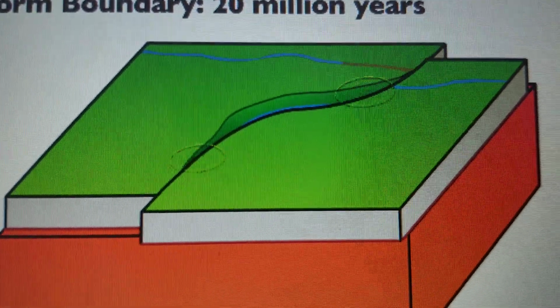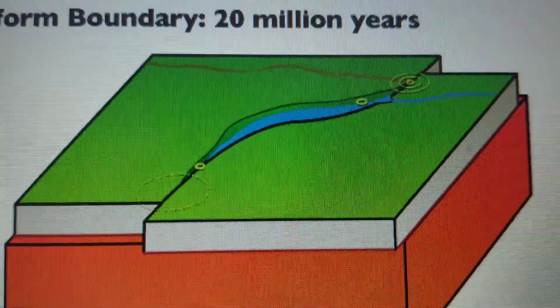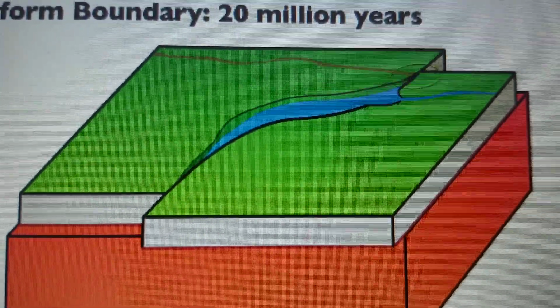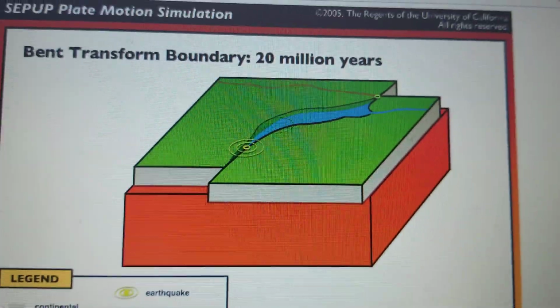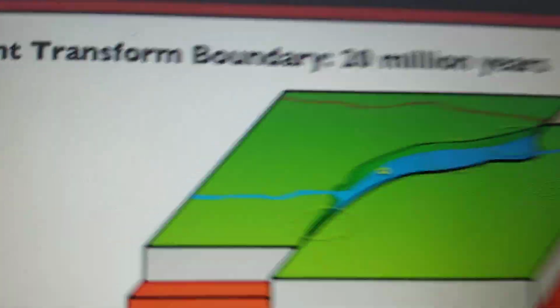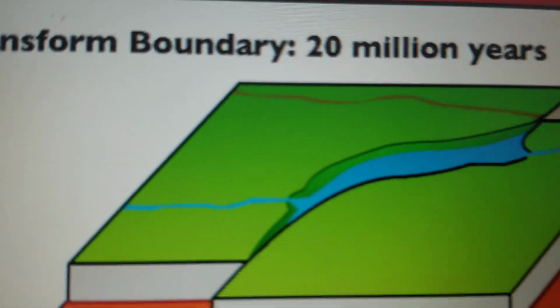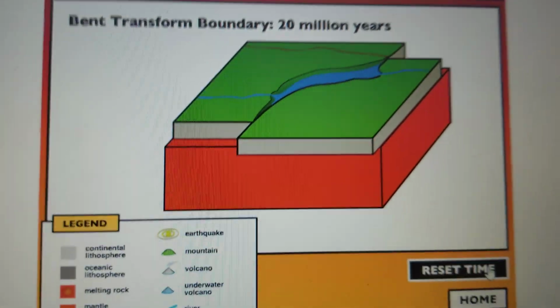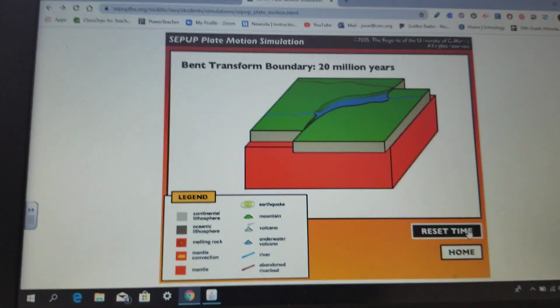Oh, that river died. Look, there's a lake forming. Oh, wait a minute, there's a new river forming. This happens at bent transform boundaries as they spread apart.